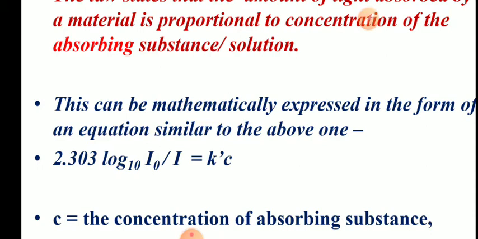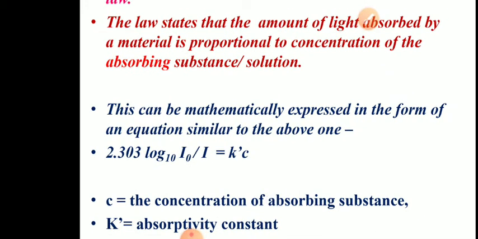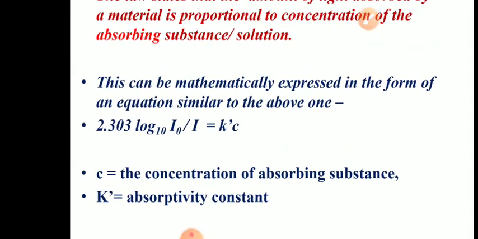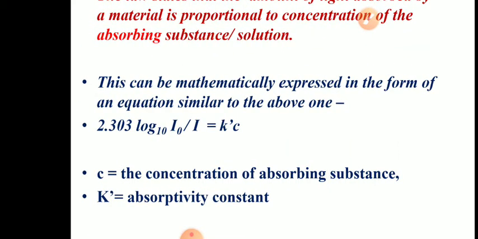What we wrote there, 2.303 log to the base 10 I0 upon I is equal to Kb, where b means path length, because it is directly proportional to path length. Here it is directly proportional to concentration. So there we wrote Kb and here we wrote K dash C. So the mathematical expression for Beer's law is 2.303 log to the base 10 I0 upon I is equal to K dash C. C is the concentration of the absorbing material and K dash is the absorptivity constant. K and K dash are both the same.